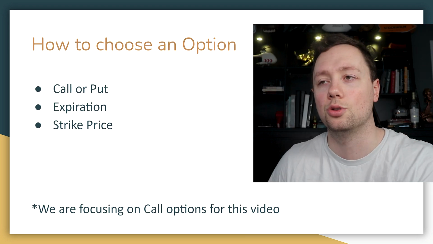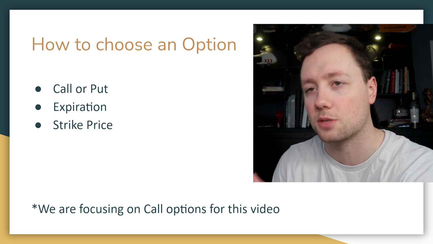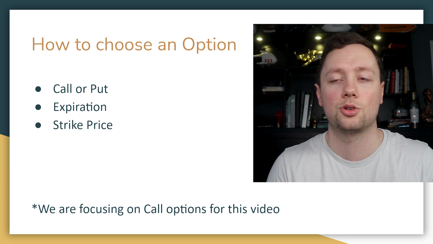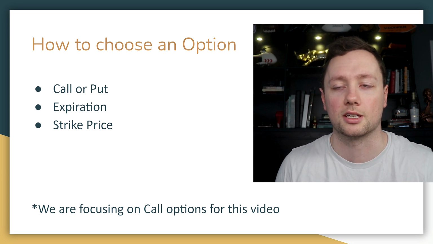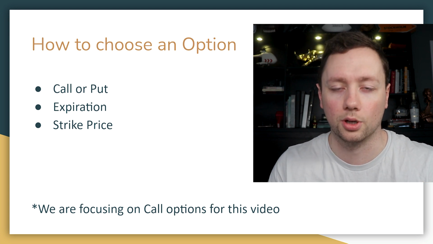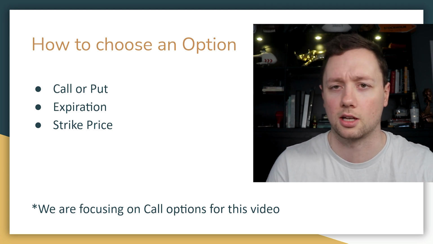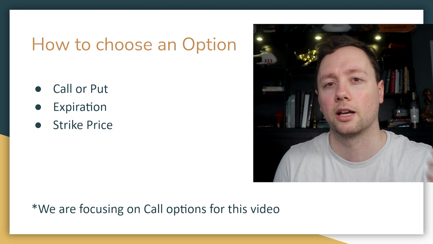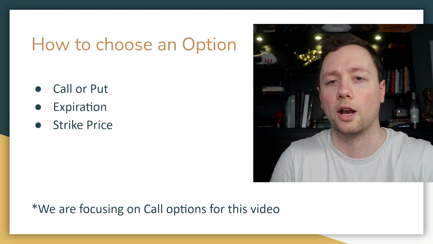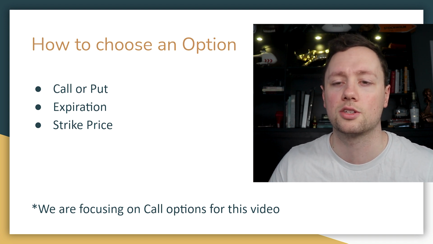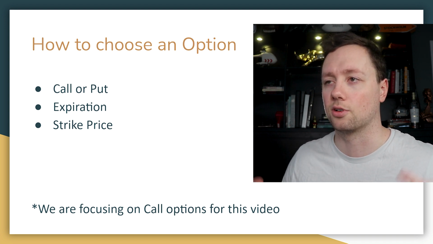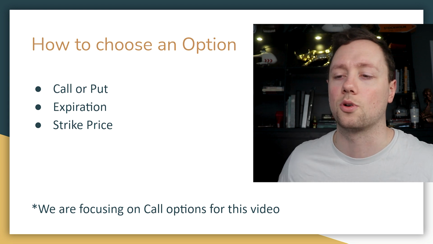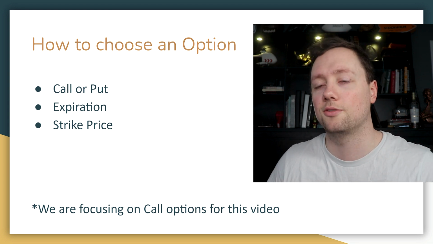Now, how do you choose an option, and why did I choose that specific option? Well, when it comes to choosing an option, you have 3 different variables you need to consider. So number 1 is the call or put. Are you short or long on this stock? Do you think it's going to go up or down? I think it's going to go up. I am long on the stock, and so I am buying call options. So that's number 1 out of the way, really easy. The next 2 are a little bit more complicated. For the sake of this video, we're only focusing on call options.